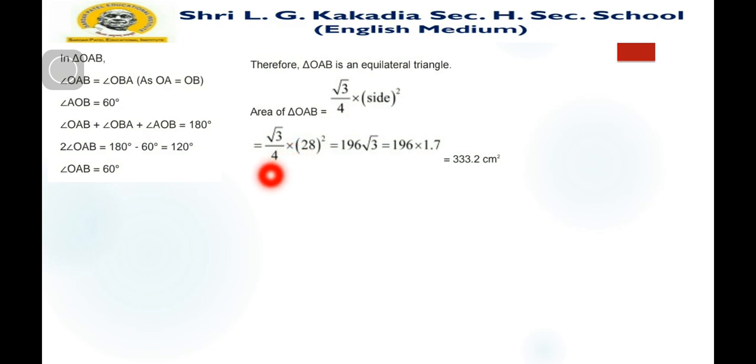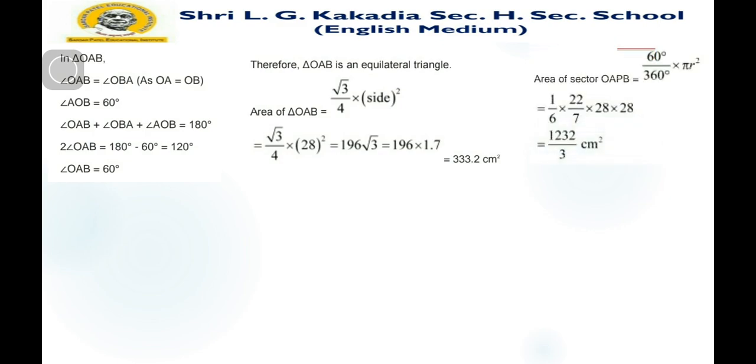So just put in the values. Here we can find the area of triangle OAB, that is approximately 333.2 centimeters squared. Now the area of sector OAPB is 60 degrees by 360 into pi r squared, hence we find 1232 divided by 3 centimeters squared.